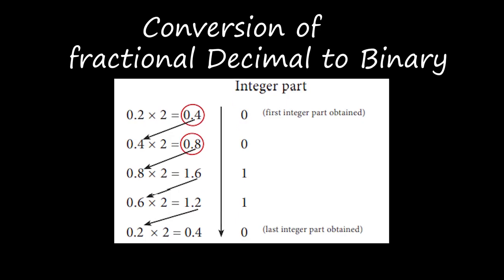Multiply the decimal fraction by 2 and note the integer part, which will be 0 or 1. You have to repeat this again and again until the value ends, that is, until we get 0. Here, if you see 0.2 into 2, we get 0.4. So we take the integer part, and that value is again multiplied by 2, and we'll get 0.8.